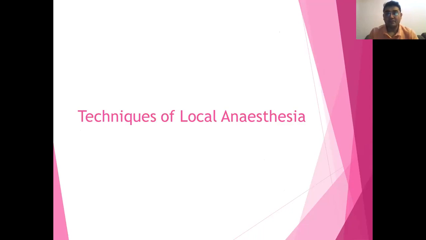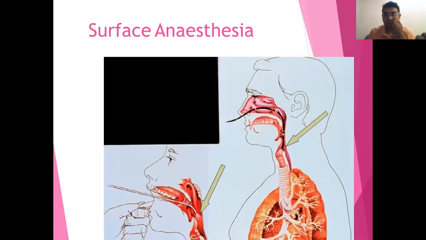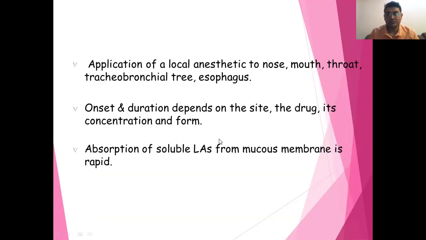So now we are talking about the techniques of local anesthesia. Surface anesthesia is like this, when we apply an NG tube, an endotracheal tube, or a Foley catheter. In this situation, we use, of course, gel or pomade of lidocaine. Application of local anesthetic to the nose, mouth, throat, tracheobronchial tree, or esophagus. When we apply it for a gastric tube, it is called local or surface anesthesia.